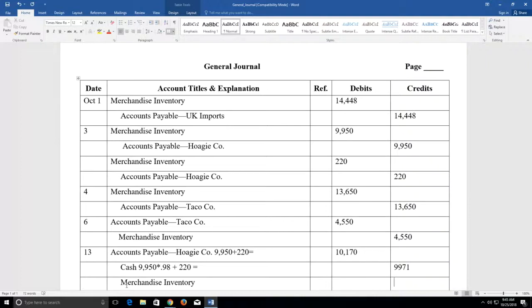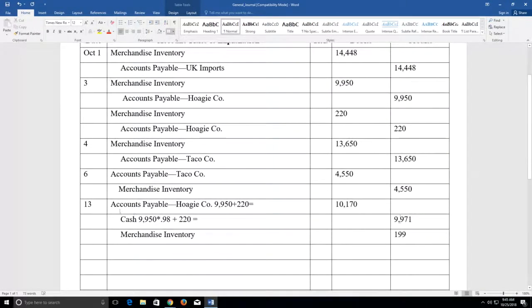So we just take the difference and subtract it from our 10,170, or you can figure $99.50 times 2%, whichever way you want to do it, is $199. However you do it, make sure that what's on the left side of your journal entry matches the total on the right side, and it does. Questions about that, why we did it like that? And I'm just going to make a note on here so you'll know. Times that 0.02. That's how we got that.